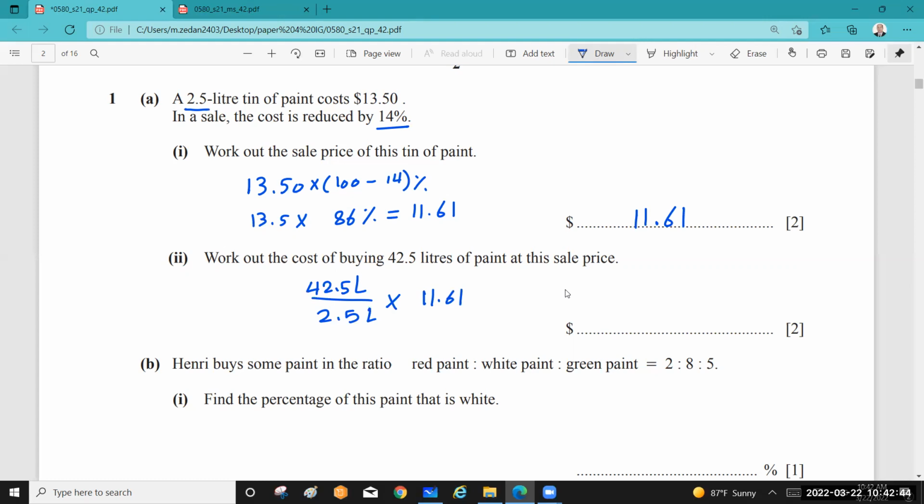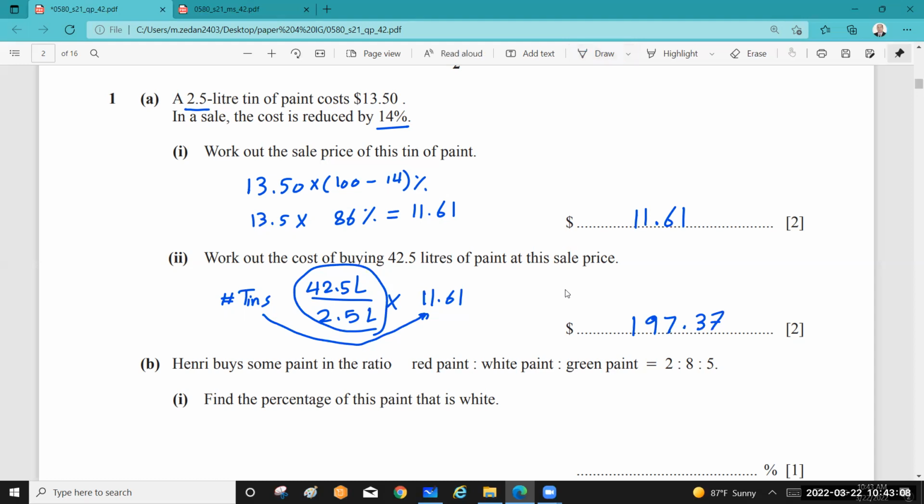So the answer will be 100. This is the number of tins. When you divide this by this, this is the number of tins. Number of tins times the sale price of each tin, 11.61, obtained from the first step. So the final answer is 197.37. Okay.